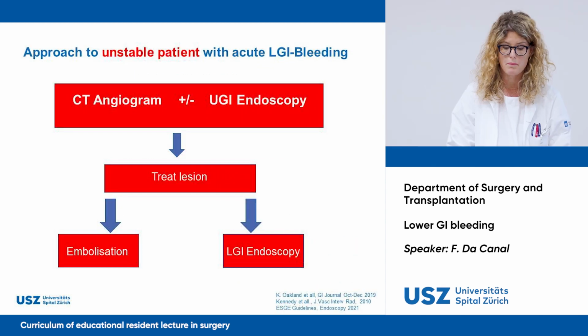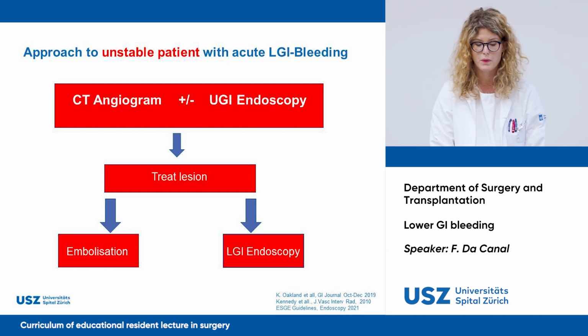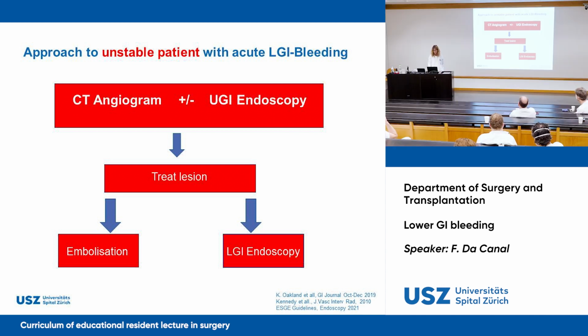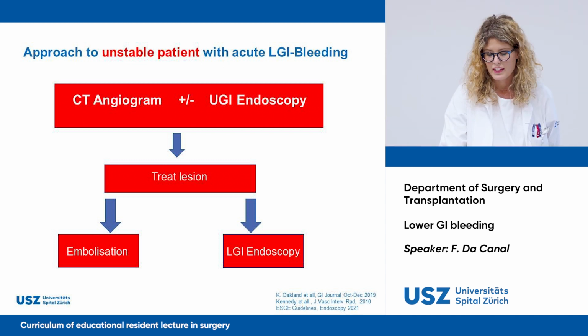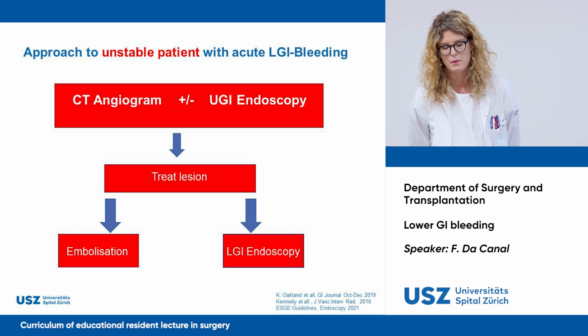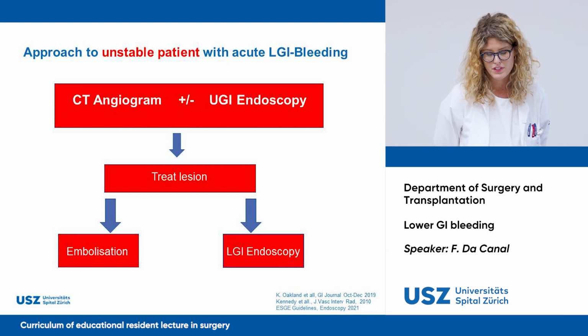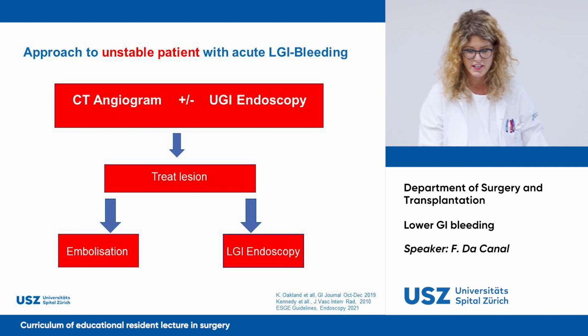If you have to approach an inpatient with acute lower GI bleeding, after the initial resuscitation, a CT angiogram provides the fastest and least invasive means to localize the site of blood loss, together with an upper endoscopy to exclude an upper GI bleeding. CTA has reported high sensitivity and high specificity. The upper GI endoscopy has always to be performed unless the CT angiogram has identified the source of the bleeding in the lower GI tract. And then we can proceed with lower GI endoscopy or embolization to treat the bleeding.